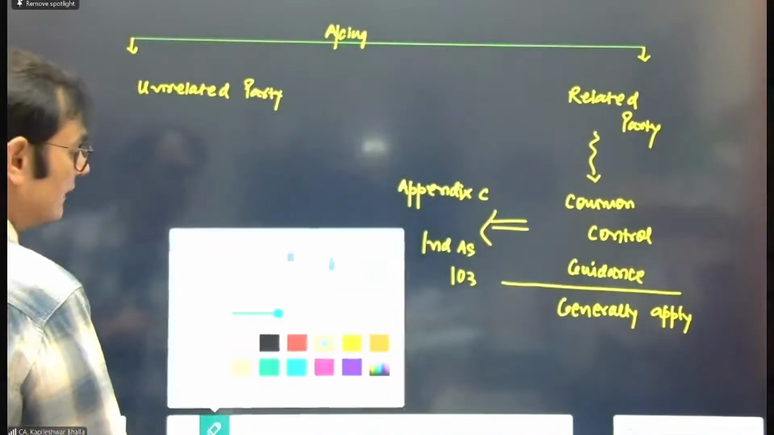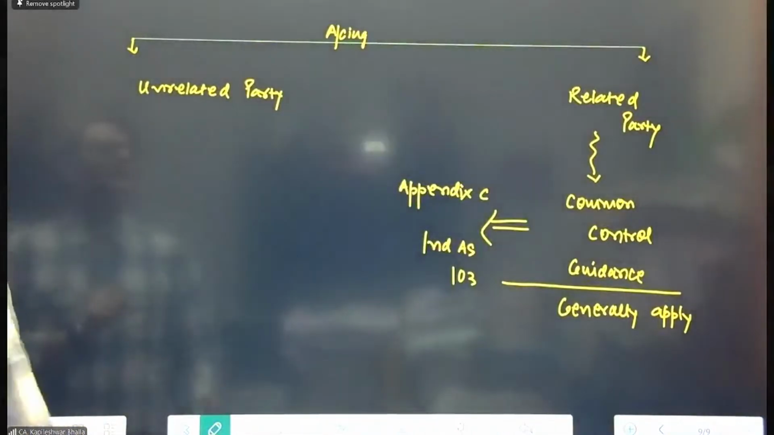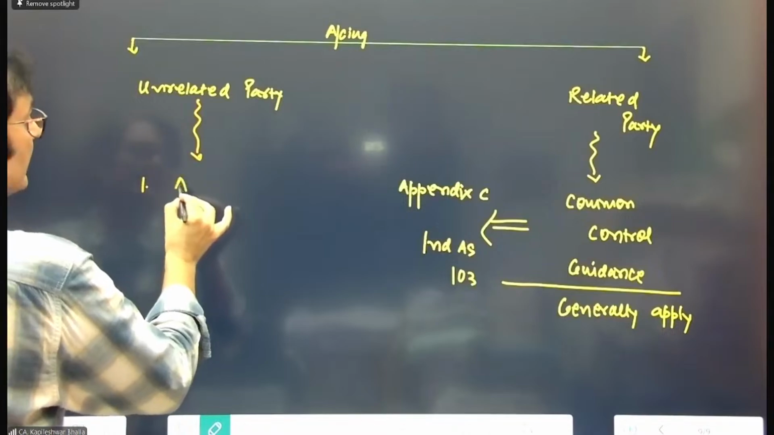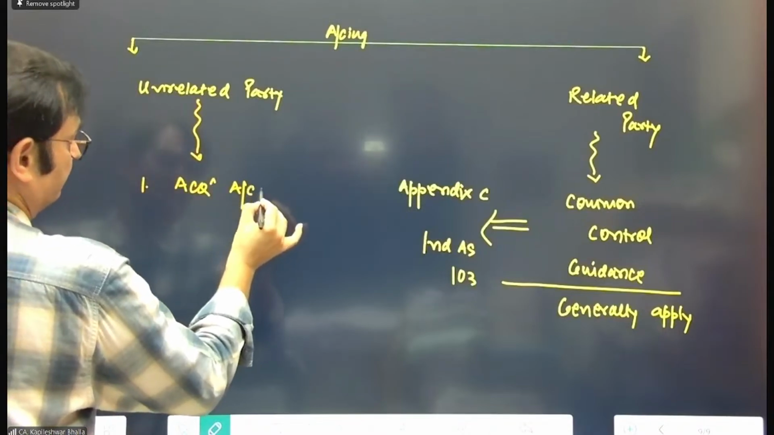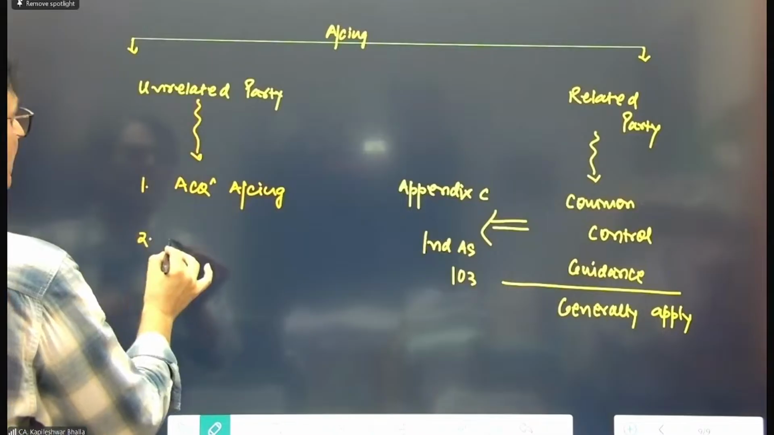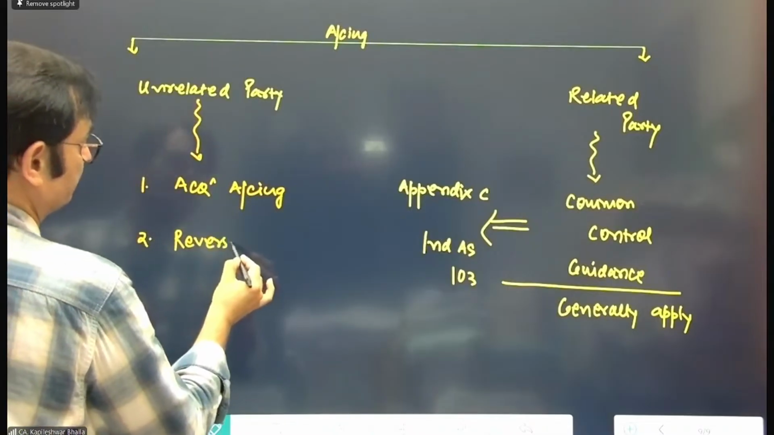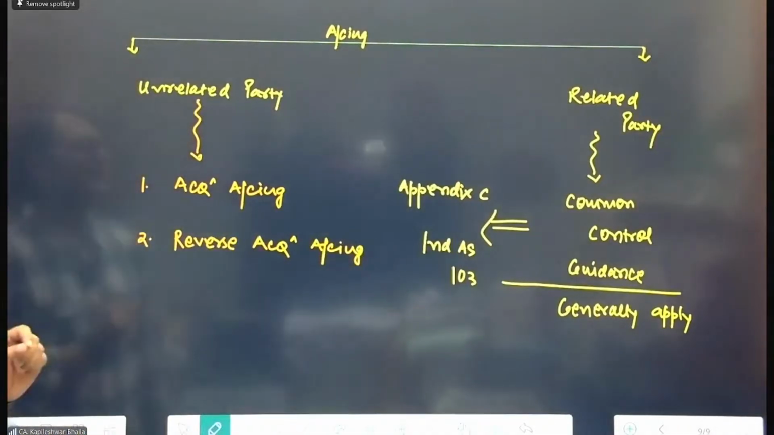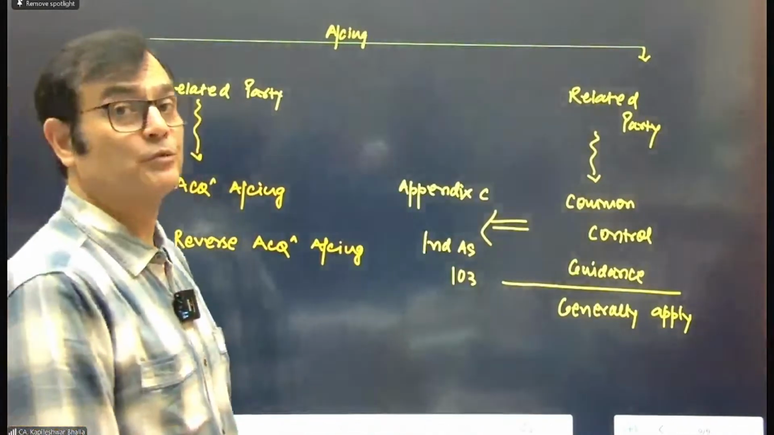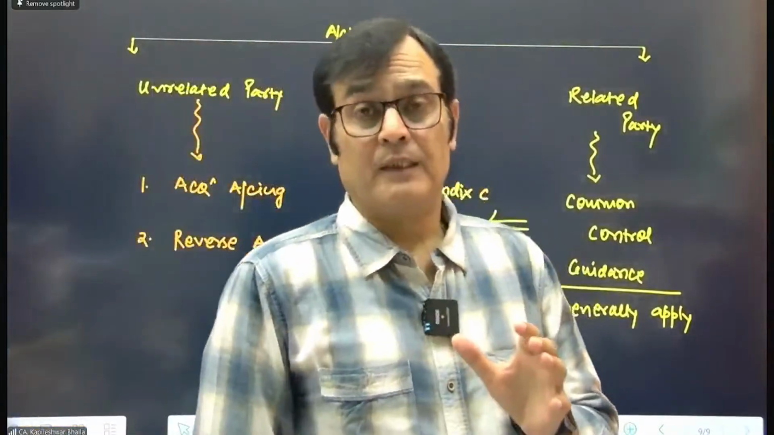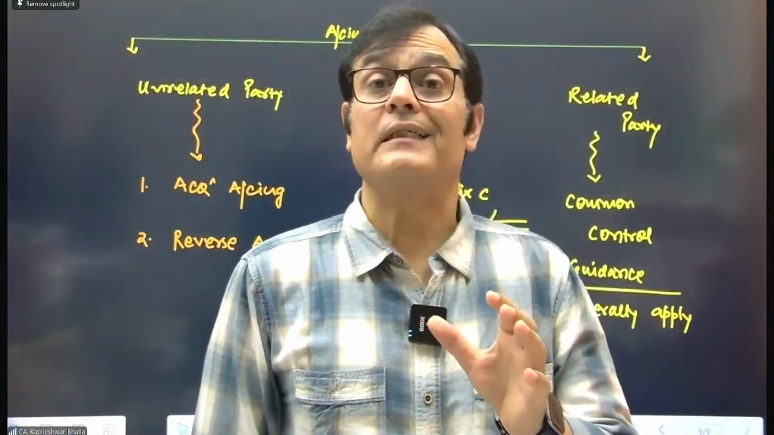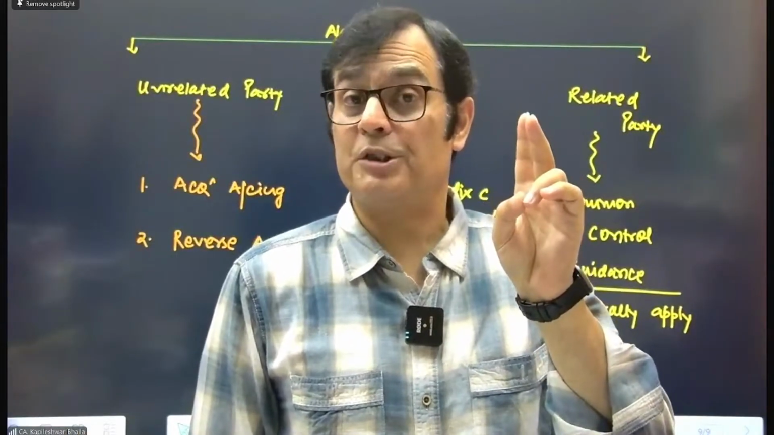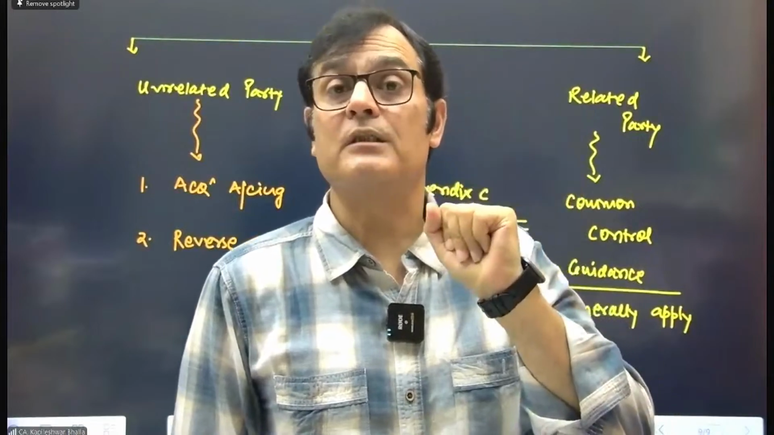Next, if you consider that it is an unrelated party transaction, then we will land up applying either what is called acquisition accounting, or what is called reverse acquisition accounting. Because basically there are three kinds of accountings given in Ind AS 103. I want to make the focus clear. One is called acquisition accounting, one is called reverse acquisition accounting, and one is called the common control transactions.